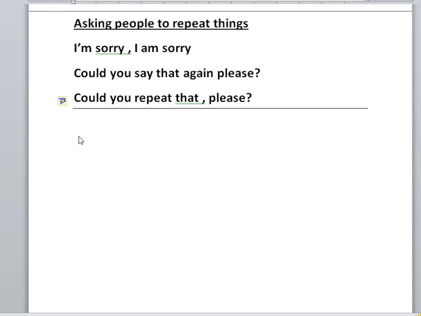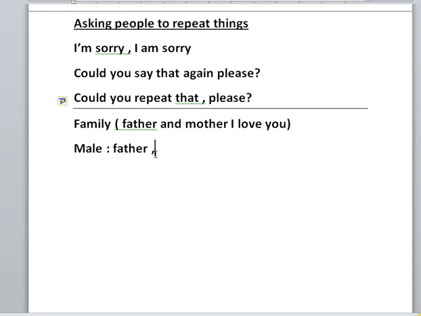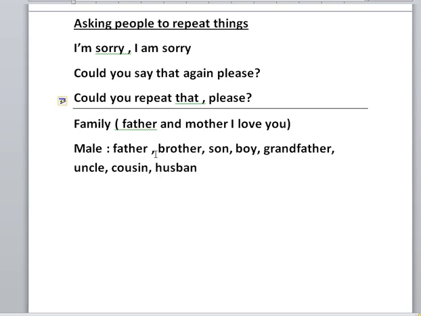Now we talk about family. Family means father and mother, I love you. We talk about male and female. Now we talk about male. Male: father, brother, son, boy, grandfather, uncle, cousin, husband. Okay, it's all about male.